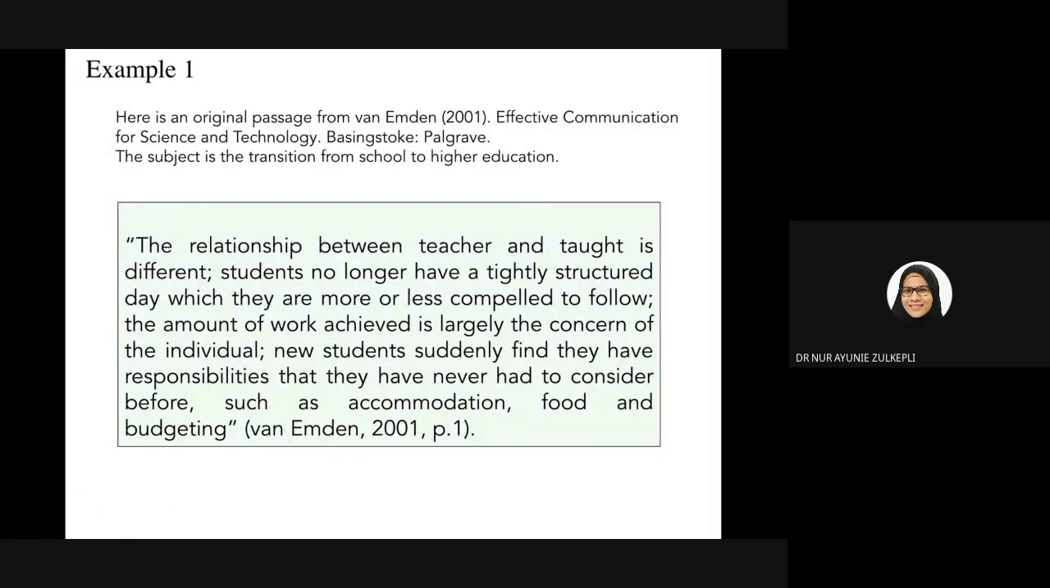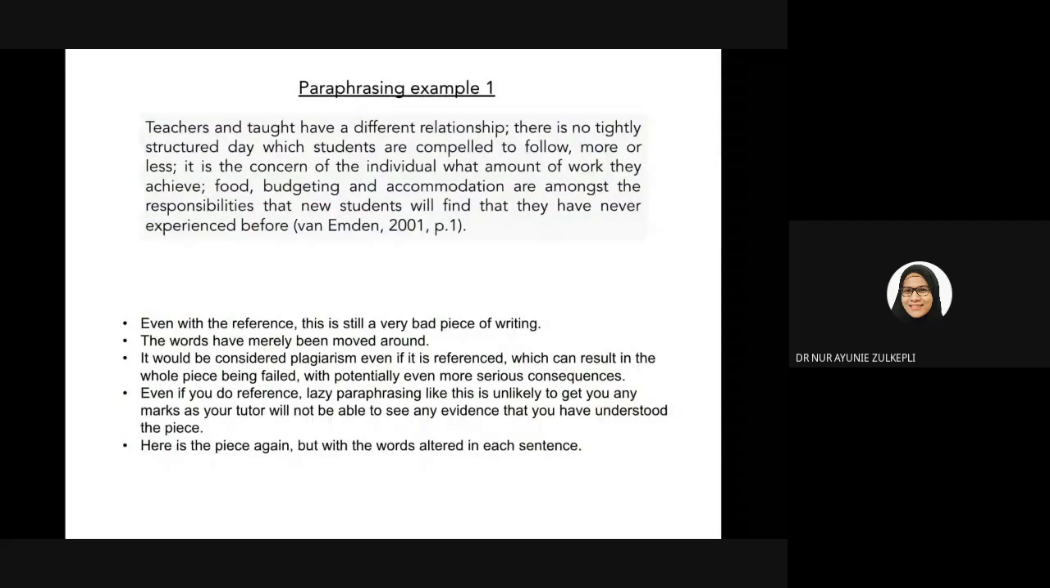Okay, so now how to paraphrase this point? Paraphrasing example number 1 from a student. So teachers and thought have a different relationship. There is no tightly structured day which students are compelled to follow, more or less. It is the concern of the individual what amount of work they achieve. Food, budgeting, and accommodation are amongst the responsibility that new students will find that they have never experienced before.